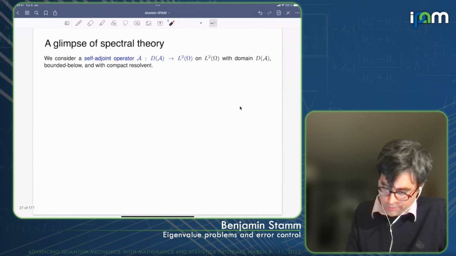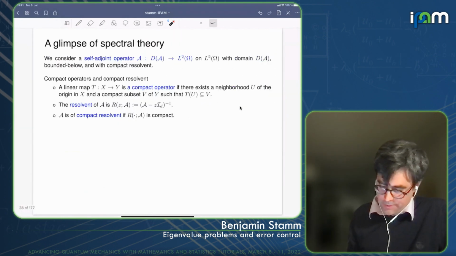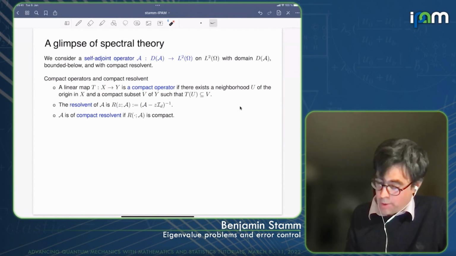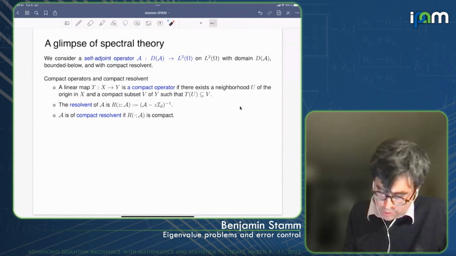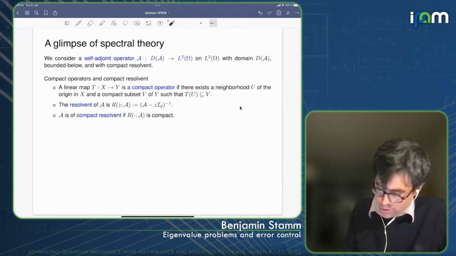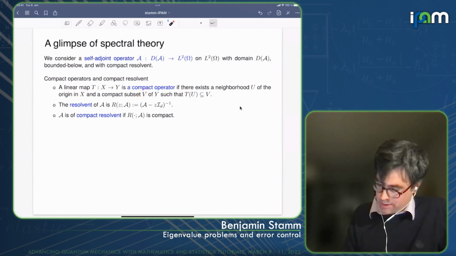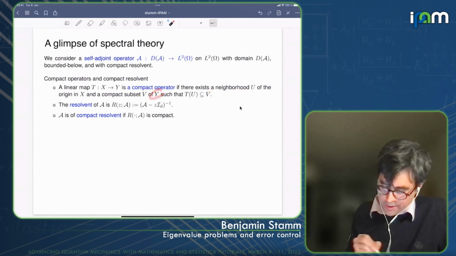And we come to the fact that there is a compact resolvent. So what is a compact operator? A compact operator from, let's say here, Hilbert spaces, but it can be generalized, from X to Y, is a compact operator if there exists a neighborhood U of the origin in X such that the image of U is included in a compact subset V of Y. So the image of a neighborhood is compact in Y.